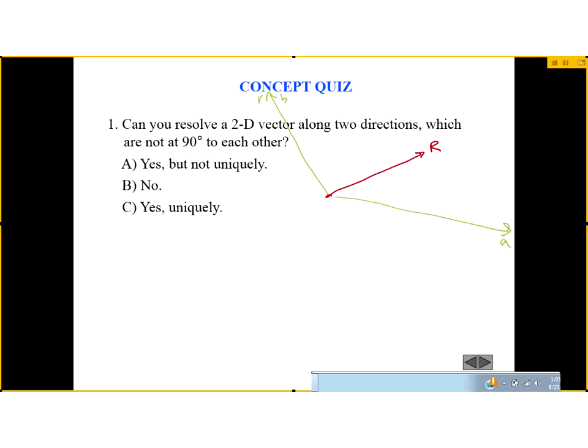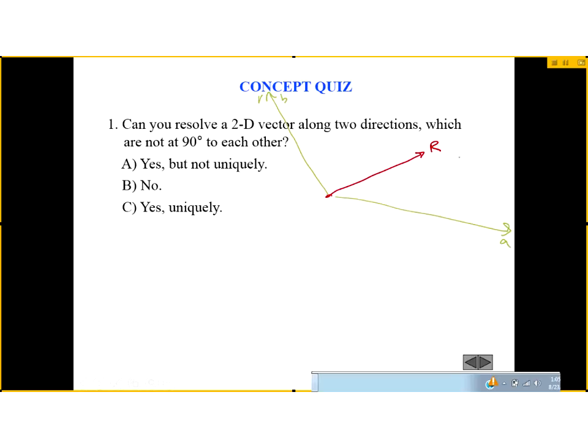How many people think it's unique? How many people think it's lots of ways? About 50-50. All right. So I will show you one way to do it, and then you people who thought it was not unique can try to figure out another way, right? So the parallelogram law says you can do it with a parallelogram, right?